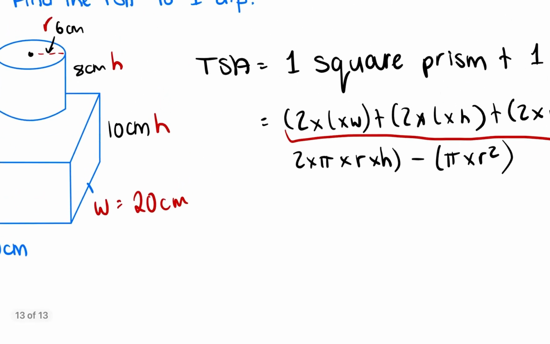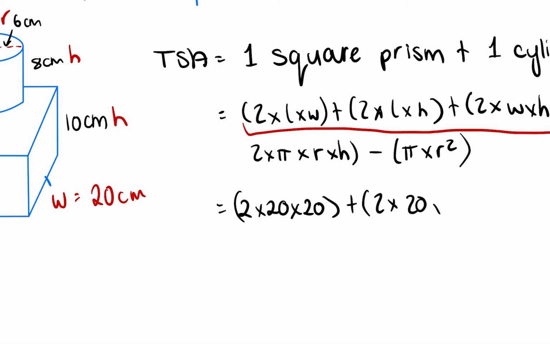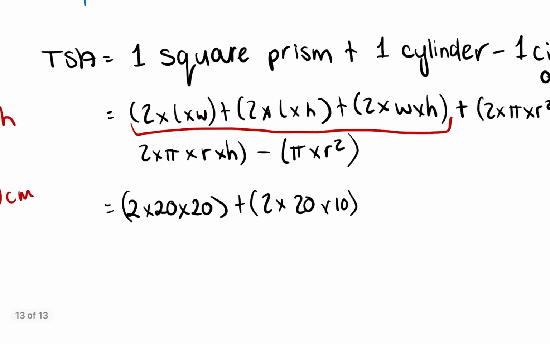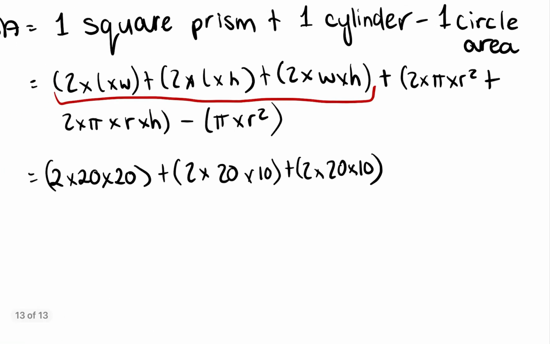So now I'm going to substitute each of those into the formula that I've already got set out. I'm going to have 2 times my length, which is 20, times my width, also 20, plus 2 times my length, 20, times my height of 10, plus 2 times my width, which is 20, and then times my height of 10. So there's the rectangular prism part done.